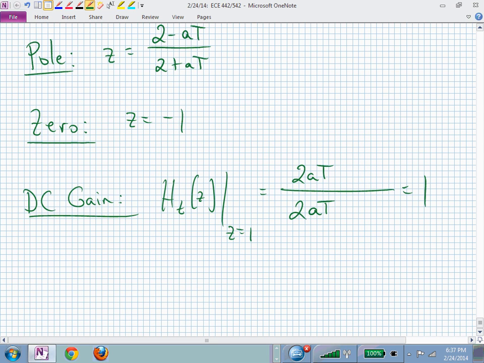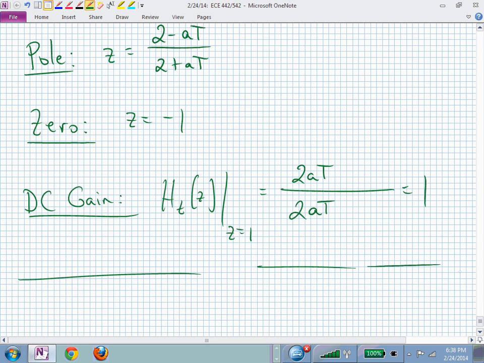Questions on those 3 discrete equivalent approaches. 3 different numerical integration strategies, all based on different ways of approximating the area under that little piece of x of t, either forward, backward, or trapezoidal. Right? So we're either flat forward, flat backward, or we are slanting, sloping, averaging those 2 points.